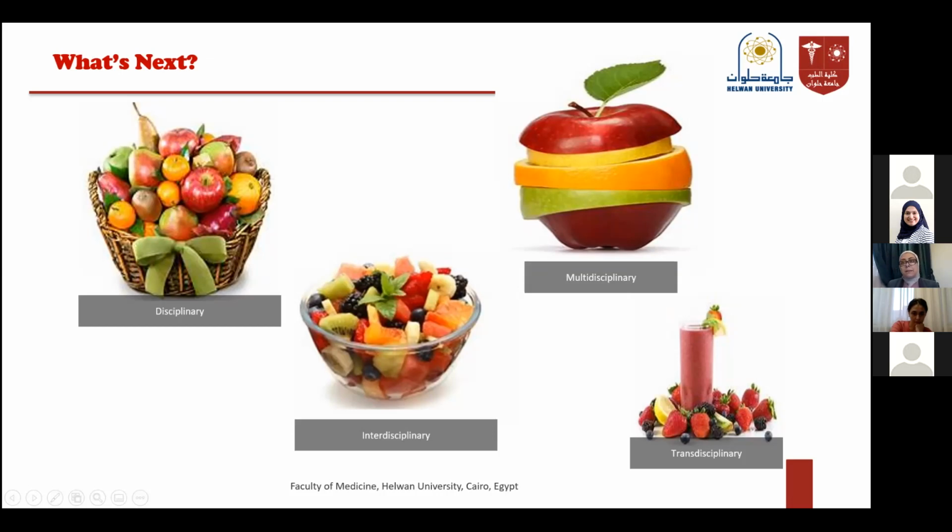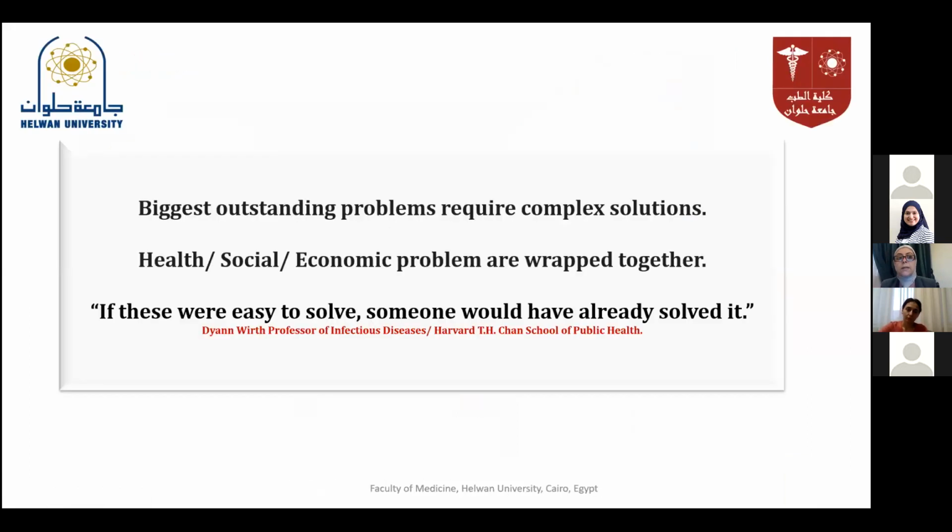So as we move in the timeline, we moved from one person having multiple disciplines in the old eras to the modern life where we have disciplinary research. Then we go through the multidisciplinary research, the interdisciplinary research, pathing towards the transdisciplinary research, as the biggest outstanding problems require complex solutions.